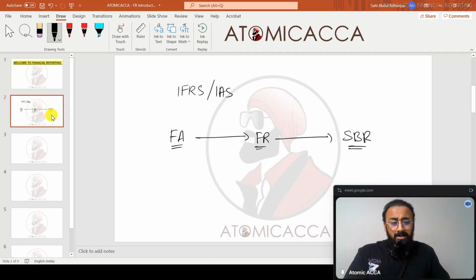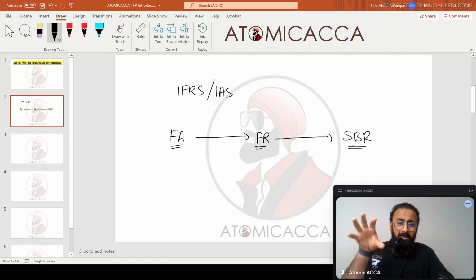Now, what we learned in the FA paper is all the initial part of transactions. What is the importance of double entries? How does it work? How does it reach a ledger? From there, how is the trial balance made? And finally, it talks briefly about the cash flow statement, the financial statement as a whole, that is SOFP and SOPL, and a little brief into the consolidated statement as well. Where FA ends its syllabus is where FR starts.